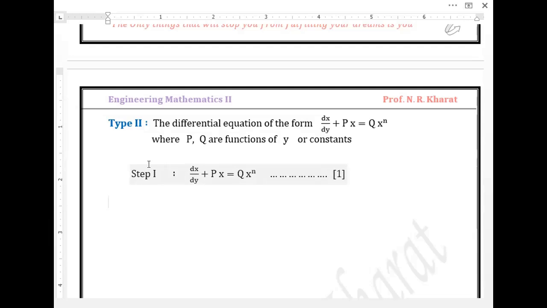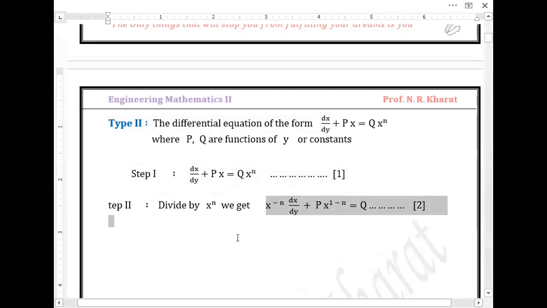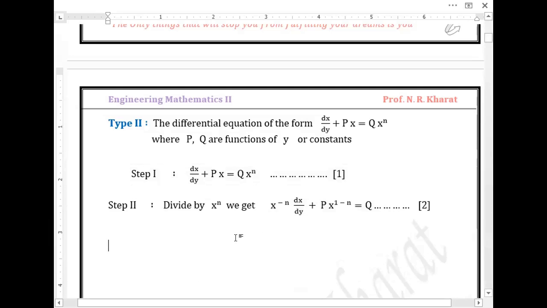So we have to find its solution by dividing the entire differential equation by x raised to n. That is the first step. In step number 2, after division we get x raised to minus n dx upon dy plus p x raised to 1 minus n is equal to q. Then we put x raised to 1 minus n equal to another variable, suppose u.